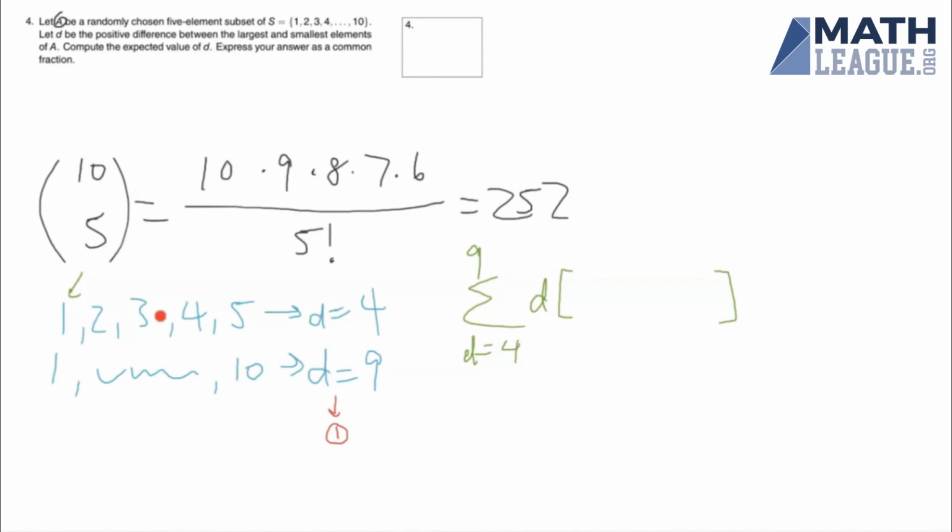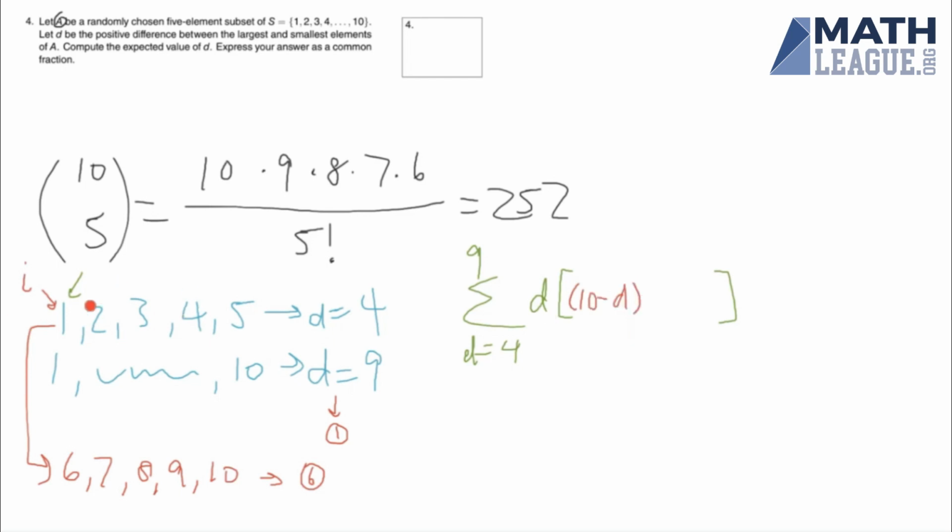Now, if D is equal to 4, that means starting from 1, 2, 3, 4, 5, we're choosing any 5 consecutive integers in the set S, which means that this can go all the way up to the set 6, 7, 8, 9, 10. So from 1 to 6 as our lowest number, that gives us 6 choices for this smallest number. Let's call it I. So that means that for each value of D, there are 10 minus D ways to choose the smallest number.